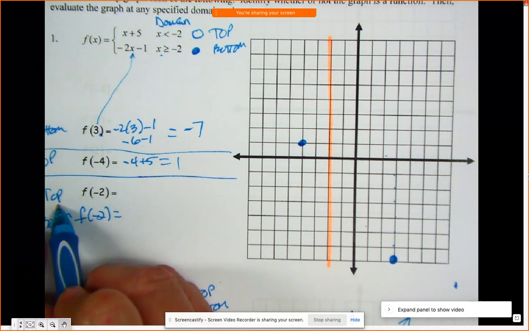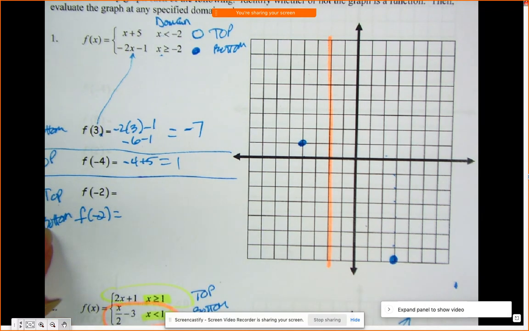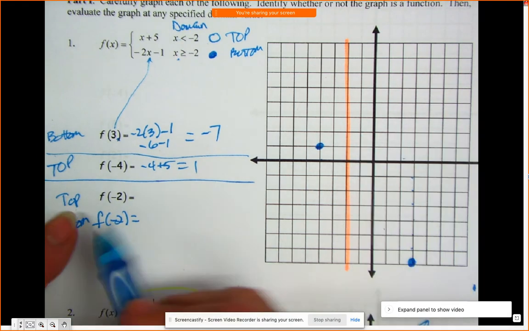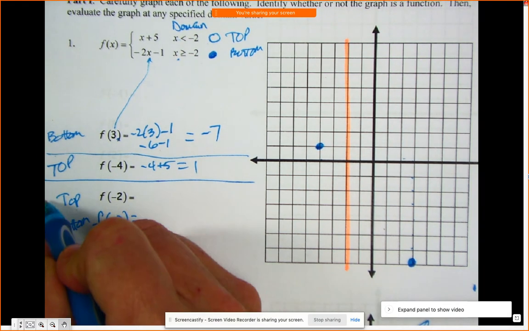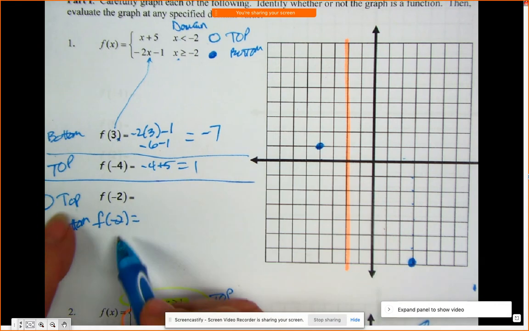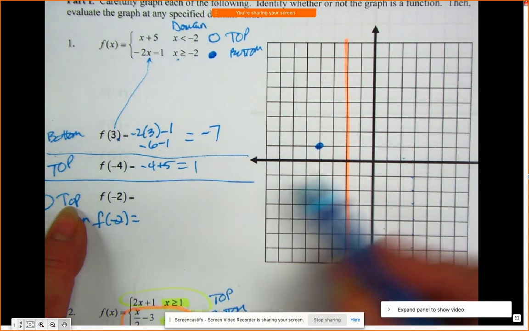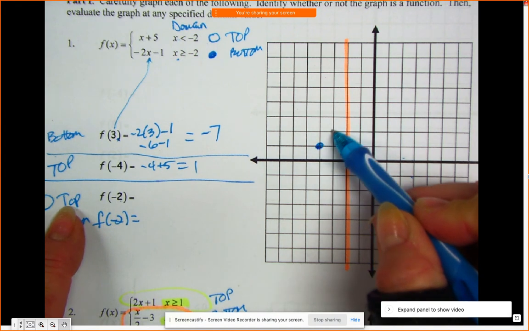Okay, and then here I need both the top and the bottom. I need to know what's happening on the boundary line itself. So in the top one, I know it's going to get the open circle, though. I don't really get to include -2 in this top domain. But I want to know, because this line is going to keep coming up and up and up, and it gets right next to it.